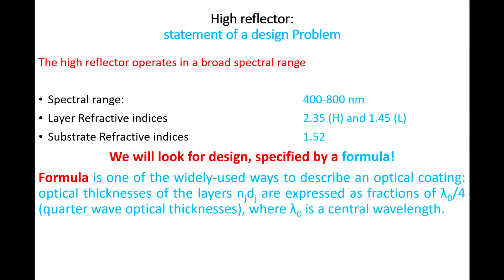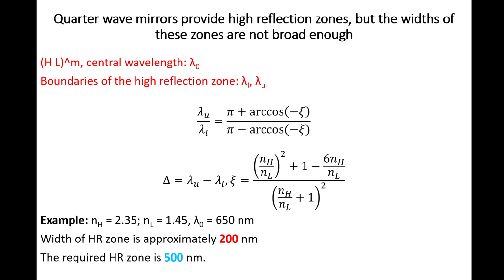Formula representation is one of the widely used ways to describe an optical coating. This representation was very popular in the past, and now many people use it again. Optical thicknesses of the layers are expressed as fractions of quarter wave optical thickness, where lambda 0 is a central wavelength. Standard quarter wave mirrors provide high reflection zones, but the widths of these zones are not broad enough.